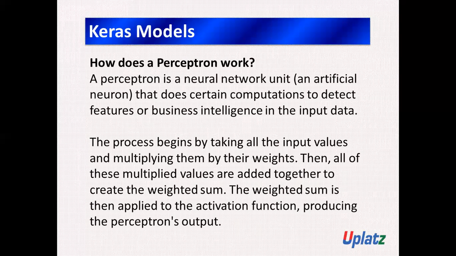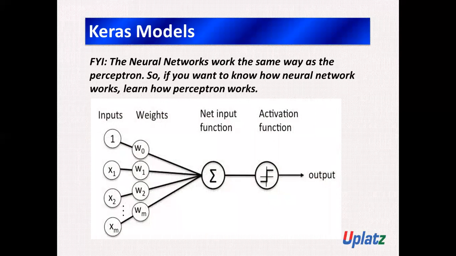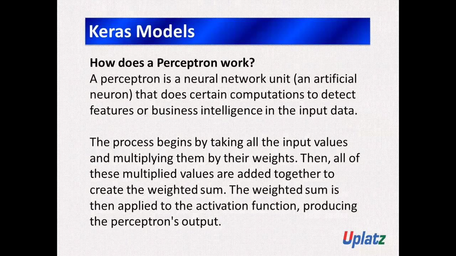The process begins by taking all the input values and multiplying them by their weights. So what are the input values here? You have the input values x1, x2, x3. You need to multiply all the input values with the weights. And then all of these multiplied values are added together to create the weighted sum. The weighted sum is then applied to the activation function, producing the perceptron's unit output. Got the point? Okay.